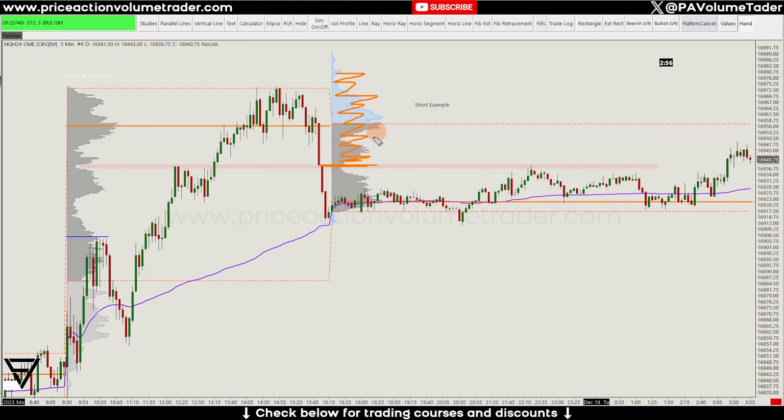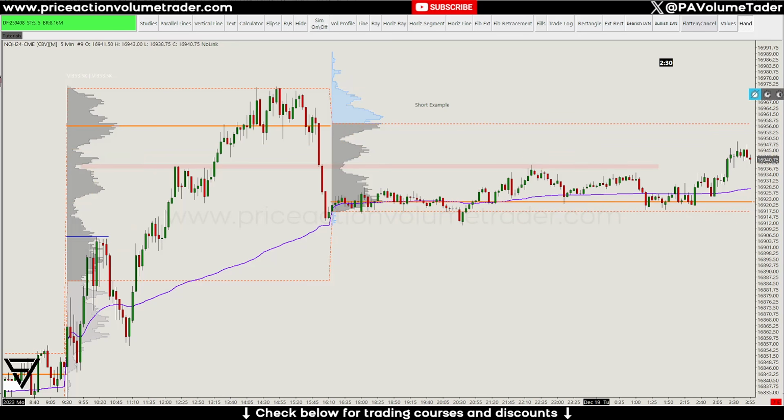But you can see then we will be using the previous session as our guide. And you can see how we came right into this edge. And this gave us a nice shorting opportunity. Our stop could have been right around here, right beyond the low volume node area. And then we could have targeted right here back to the point of control and VWAP, for example.